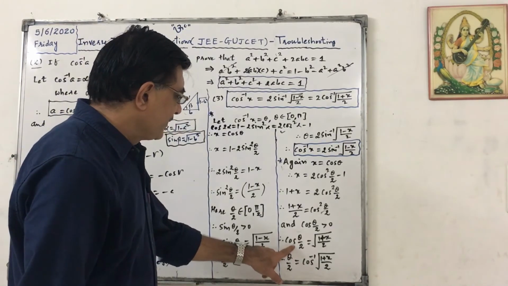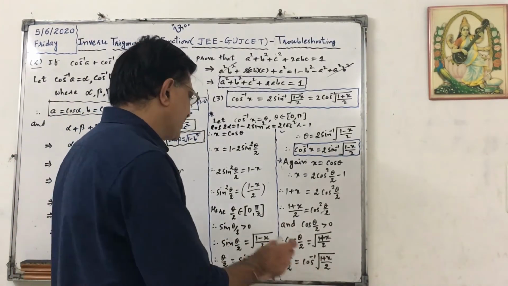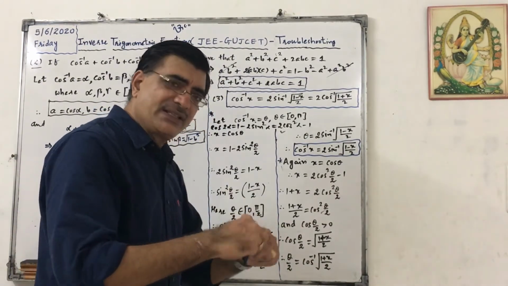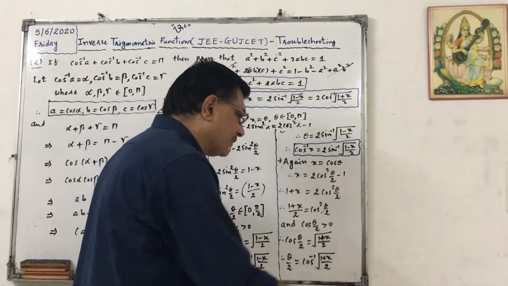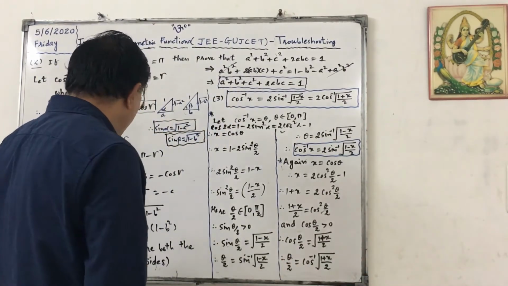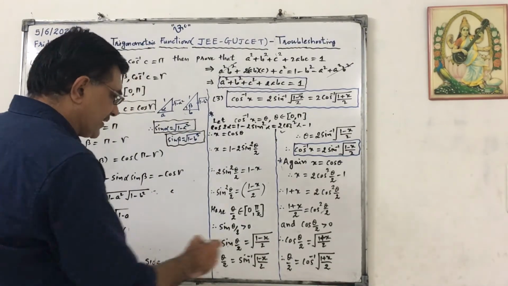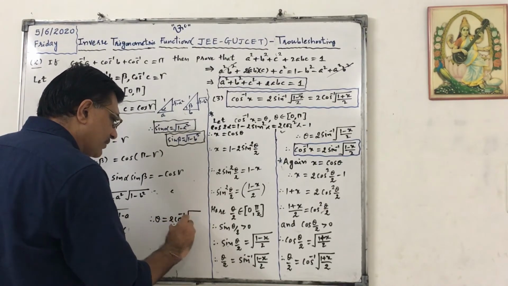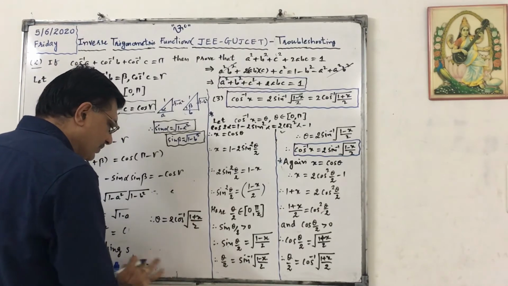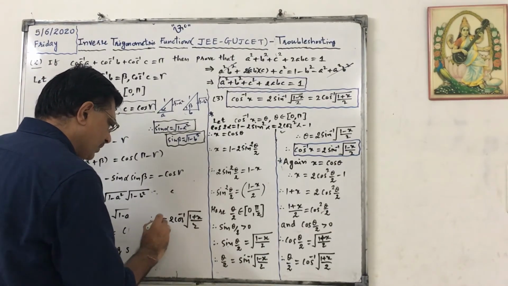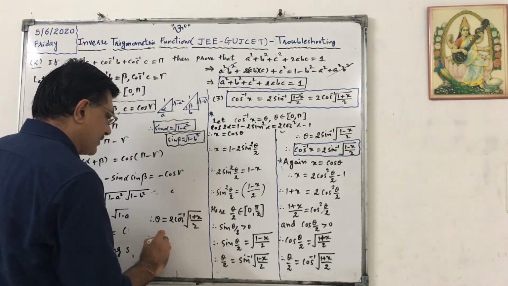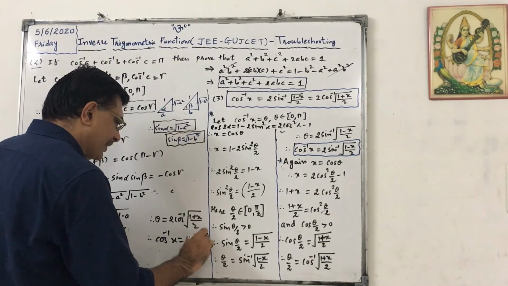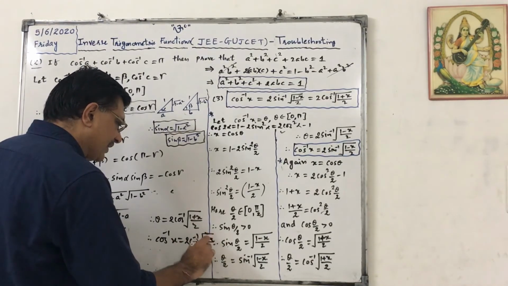Now see, theta by 2 is in the range of cos inverse. What is the range of cos inverse? Closed interval 0 to pi, so theta by 2 is in it. So I can write theta by 2 equals cos inverse of square root of (1 plus x) by 2. Therefore theta equals 2 cos inverse of square root of (1 plus x) by 2. What was theta? It was cos inverse x. So cos inverse x equals 2 cos inverse of square root of (1 plus x) by 2.